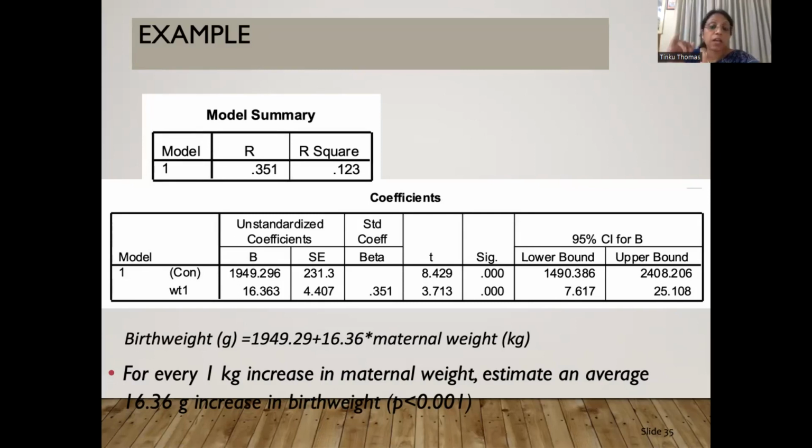By looking at the p-value, in this case, it is actually p less than 0.001. So we know that it is statistically significant. There is an association between maternal weight and birth weight. The second thing that we notice, the direction is positive. That means as the maternal weight is increasing, the birth weight is increasing. And the third point, we also know that the birth weight can increase by approximately 16 grams, on average, for every kilogram increase in maternal weight. And you look at the confidence interval.